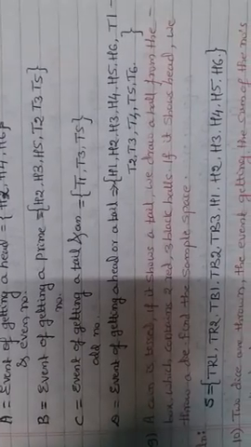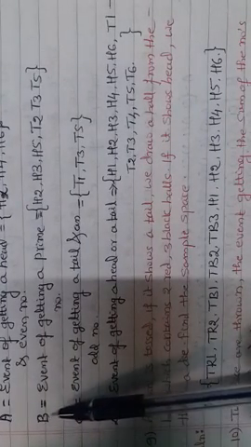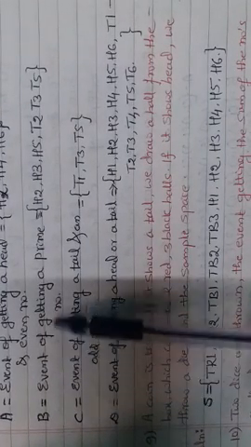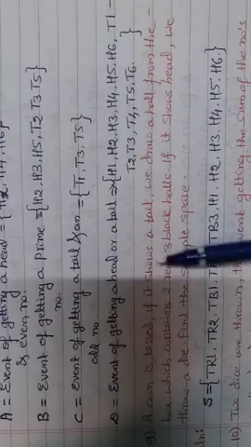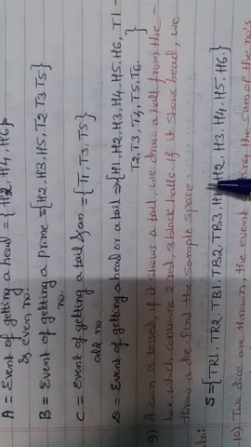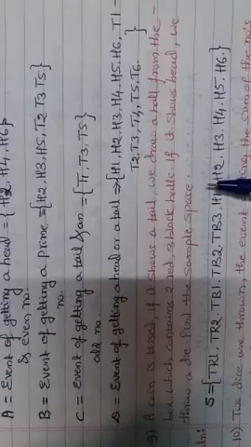Similarly, the second condition applied here. B is an event of getting a prime number. Students, in earlier class you know very well, numbers.